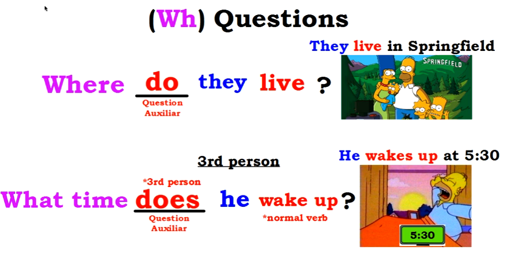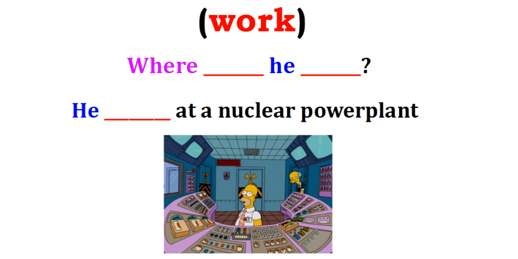Okay, time to practice. Practicing with the verb work. For example, where does he work? Where does he work? And the answer, he works at a nuclear power plant. And remember the conjugation S for the subject he. Third person conjugation. Very good.